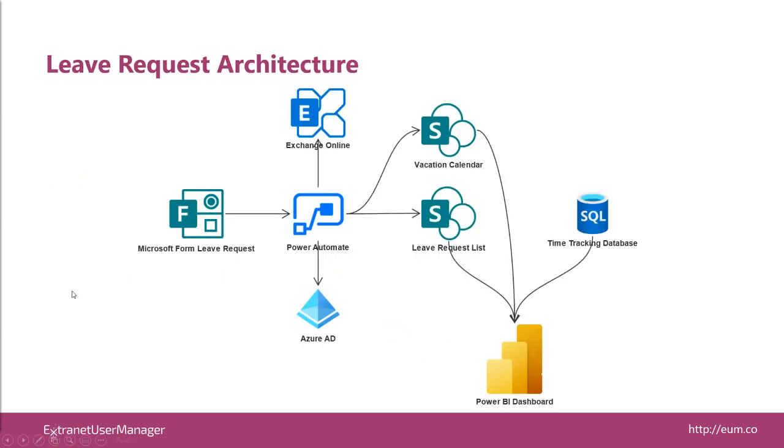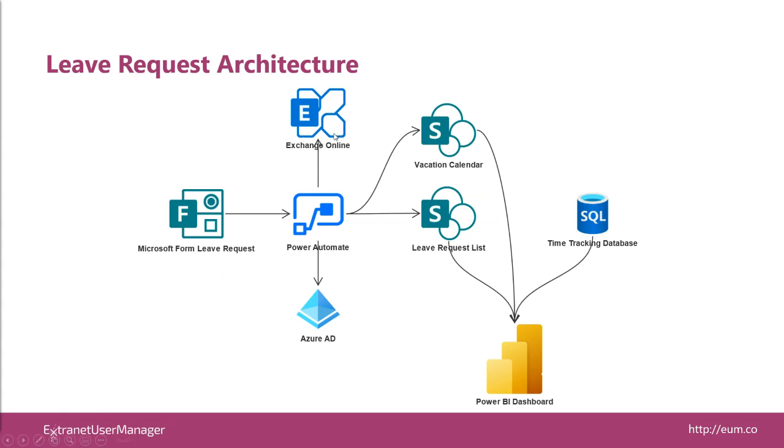Well, we've got our Microsoft Form that I'll show you that you fill out to submit your request, and when that submits, that triggers a Power Automate workflow. That workflow is going to look up in Azure Active Directory to get your manager information to say, hey, who do I need to send this to from an approval point of view? And it's going to send out an approval email.